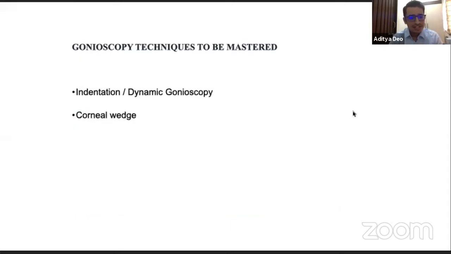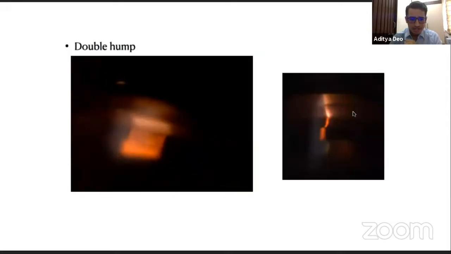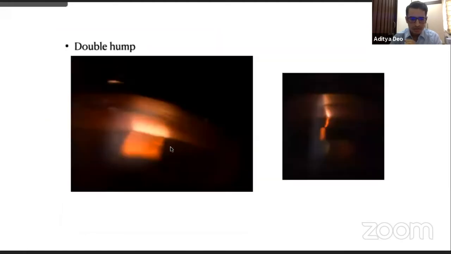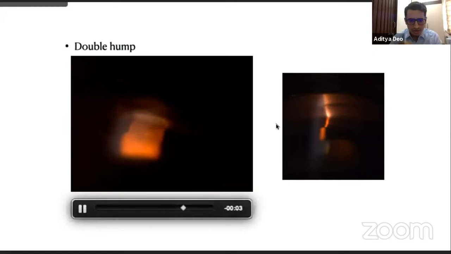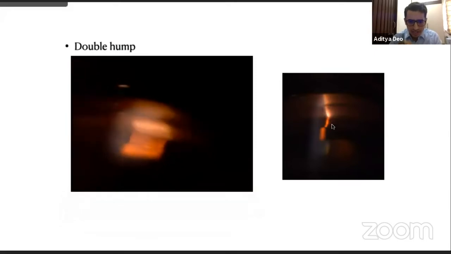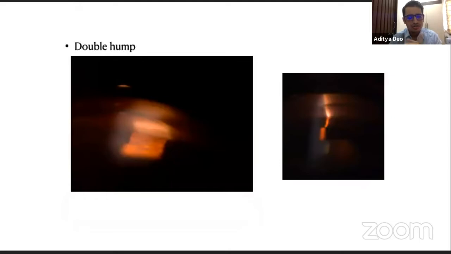After we know the normal angle structures and before diagnosing angle closure, indentation and the corneal wedge technique are very important to master. In this video, you can see once indentation is done, the iris is wrapped around the angle structures and the angle opens up. But classically, you see here a convexity, then a concavity, and then again a convexity. This is the classical double hump sign, which is seen in plateau iris. So plateau iris can also be mistaken for angle closure. It is very important to do indentation gonioscopy, because the management of plateau iris and angle closure differs.